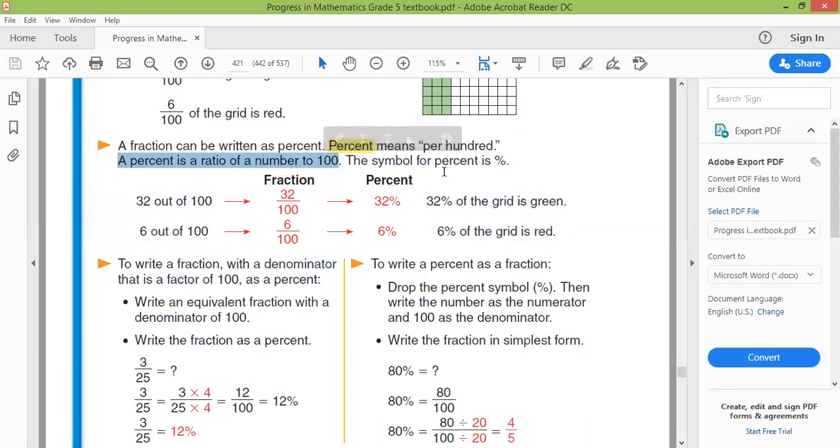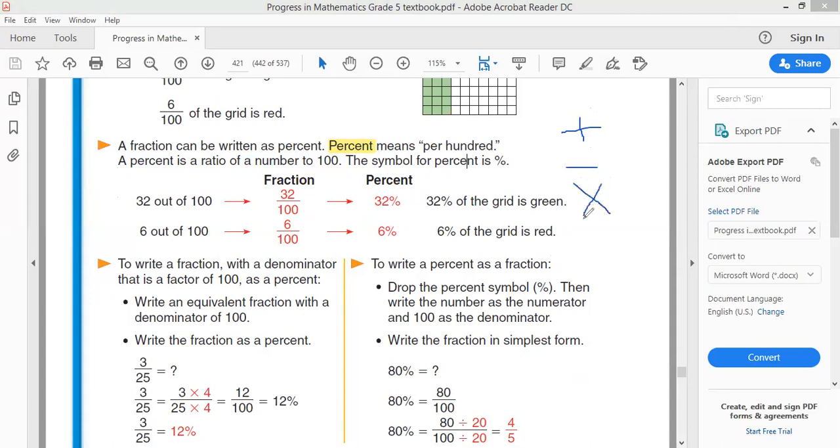The symbol here, like we have a plus sign, do you know? What sign is this? Plus. And this one? Minus. And this one? Multiply. And then this one? Divide. Very good.